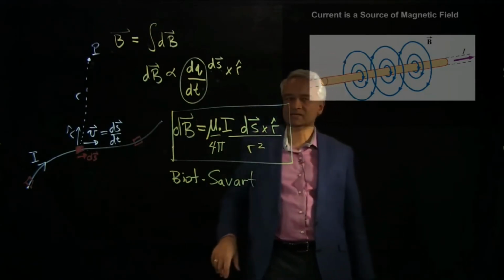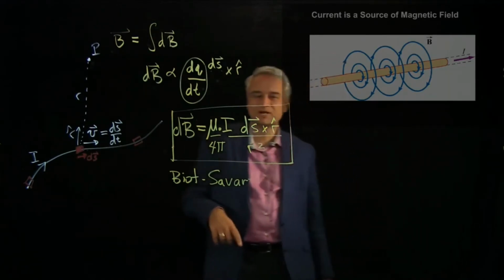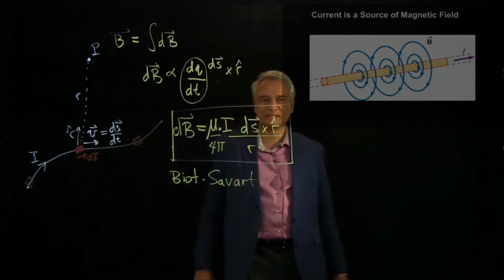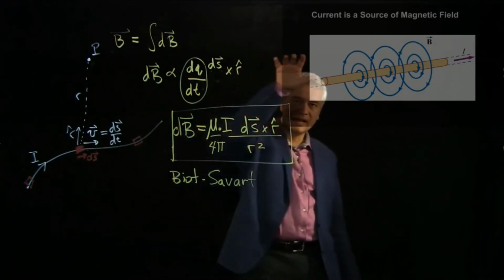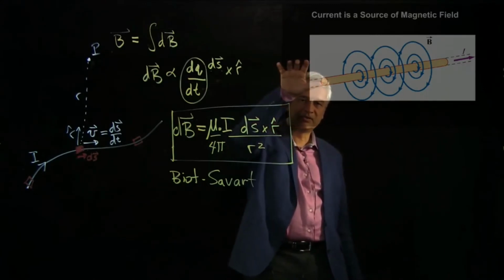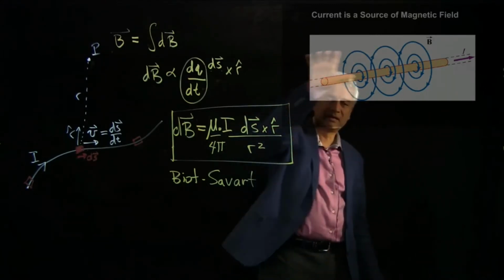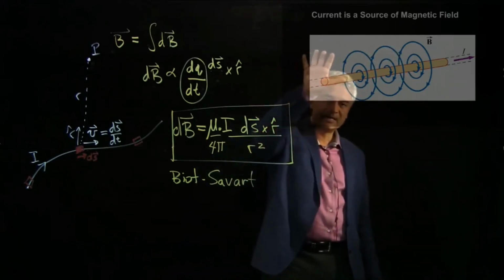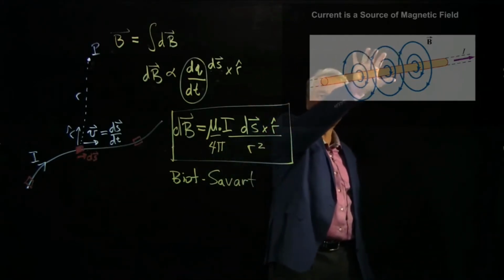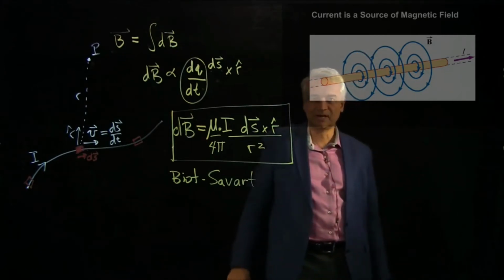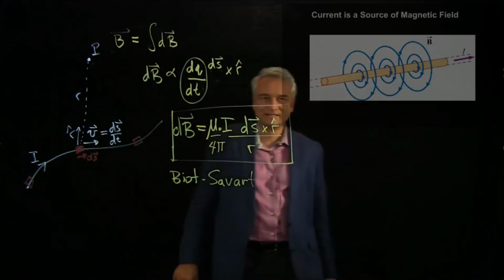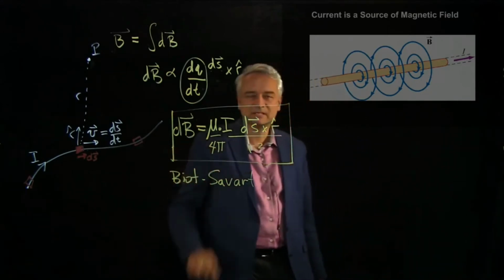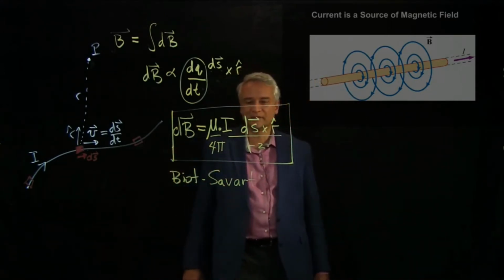The direction is easy to work out if I have a straight wire like this. The direction is easy to work out because all of these dS cross R hats point in the same direction. And the direction they point in is obtained from the right-hand rule. I take the thumb of my right hand, and then I curl my fingers, and that tells me the direction of the dB. In fact, it tells me the direction of all the dBs. Doing the math of adding up the dBs is something we'll do in a future video.